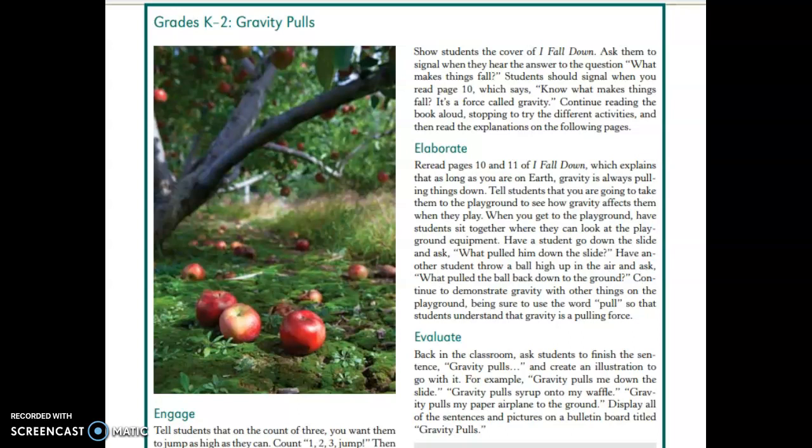Hi everyone! So for this assignment, I decided to use the lesson plan Gravity Pulls, which is intended for kindergarten through second graders. The lesson objective is that students will be able to understand that gravity is the force pulling on us and causes everything that goes up to come back down.